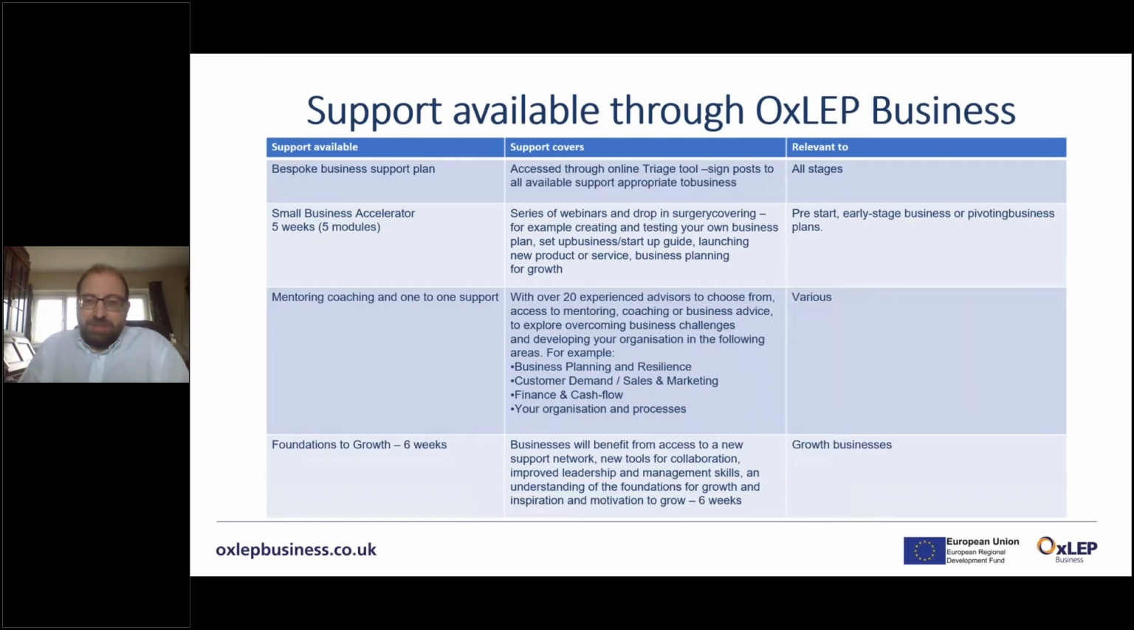So as I said, there is a range of support available. I don't intend to spend too long talking through everything on these slides, but we have a range of online support. There is an online triage tool, which doesn't take too long for business to fill out, and will produce for you a business support plan that is bespoke to your business. It'll direct you to the relevant support for your type of business and your stage of business and your business needs. We have mentoring and one-to-one support. We have webinars. We have short courses covering different elements of business growth.